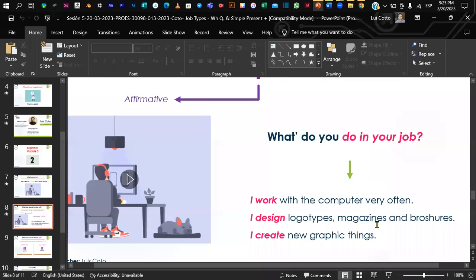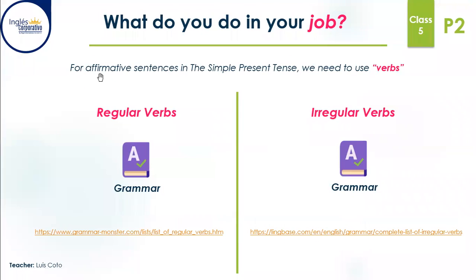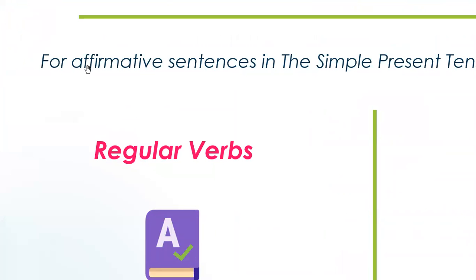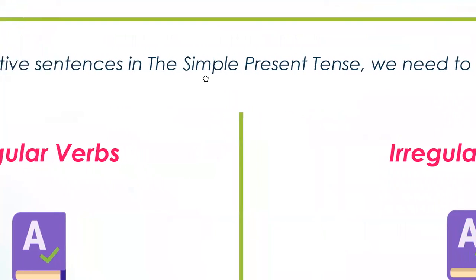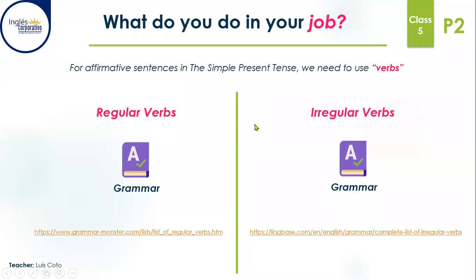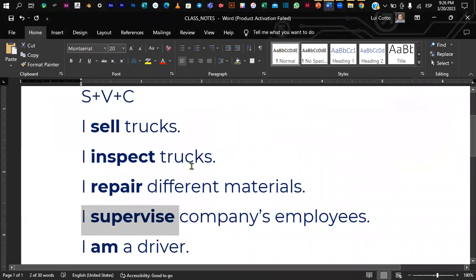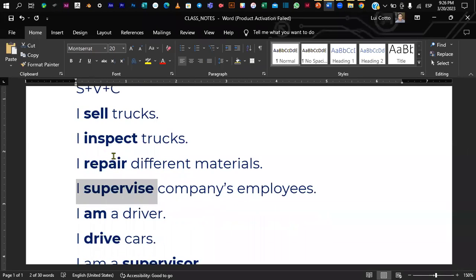Okay, let's see what is next. After this, what is next? Four, can you read it? Four. Affirmative sentence in the simple present tense. We need to use verbs when you talk in the simple present. What are the verbs, guys, in these examples? Tell me the verbs that you see in the sentences.